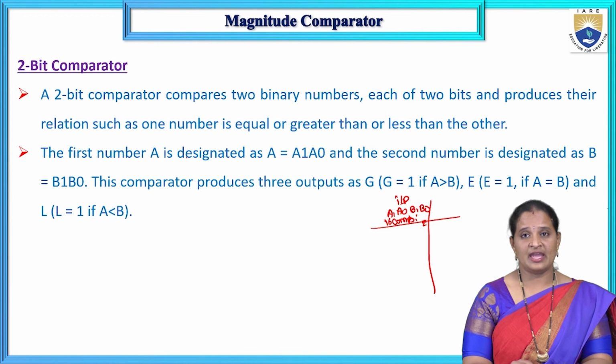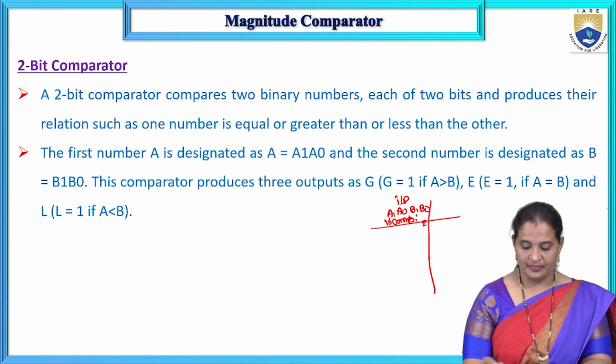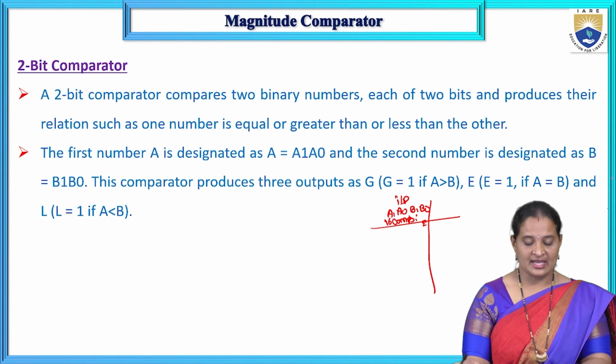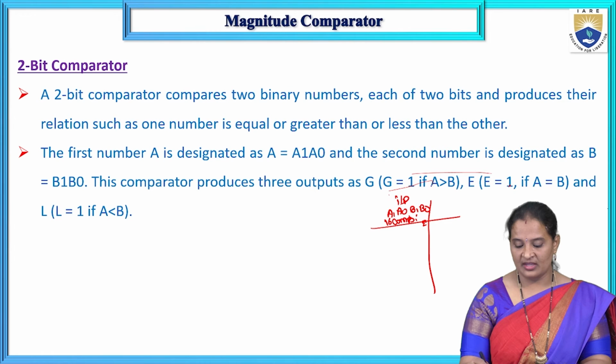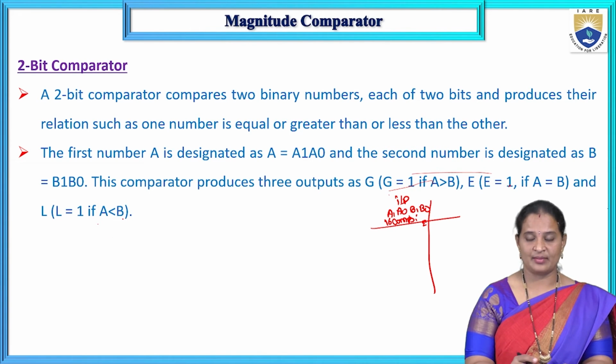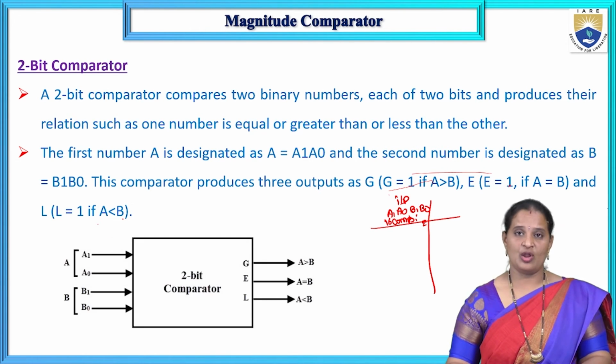So the first number A is designated as A1, A0, and the second number is designated as B, and this comparator produces three outputs: greater than, less than and equal to. Greater than is equal to 1 if A is greater than B, equal to is 1 if A is equal to B, and less than is 1 if A is less than B. So now let us see the block diagram.